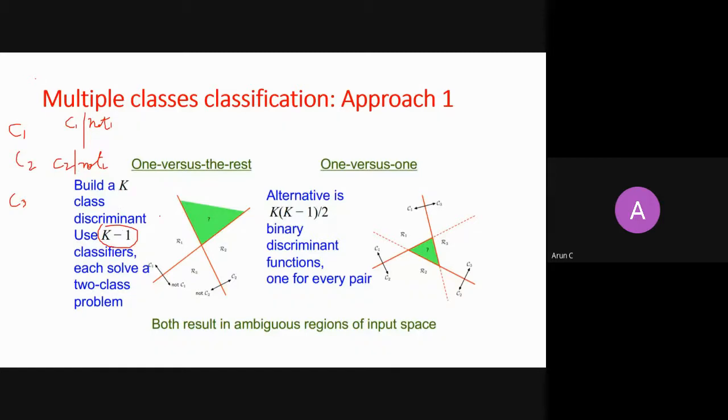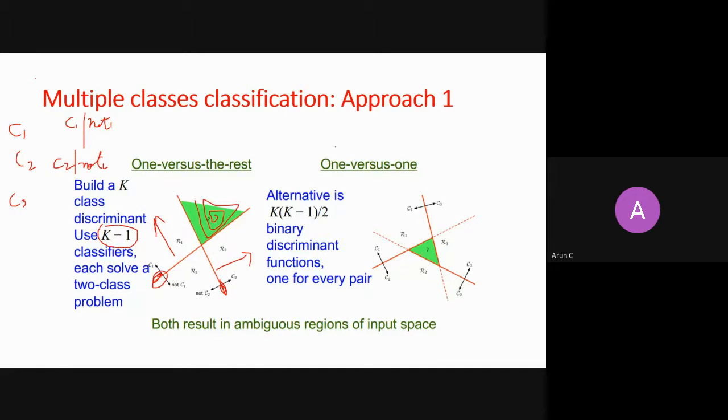But what will happen? They will give you some ambiguity. For example, this hyperplane is for C1, and this hyperplane is for C2. All those x which are above this hyperplane belong to C1, and all those which fall on this side of the hyperplane belong to C2. Now this region is common to C1 and C2, so you will fall into an ambiguity. What should I classify it as?